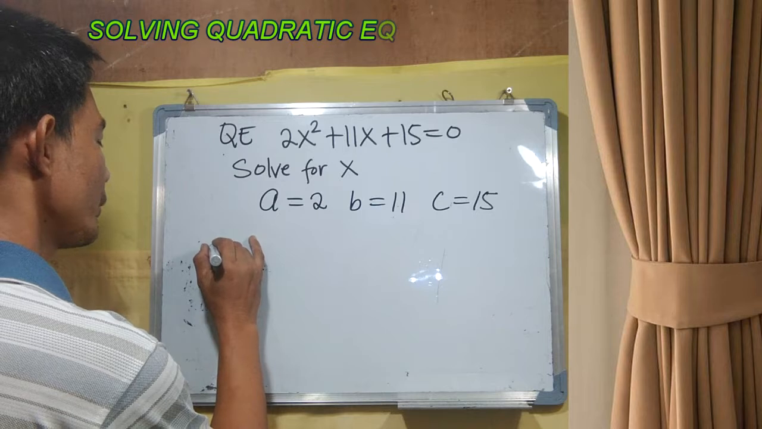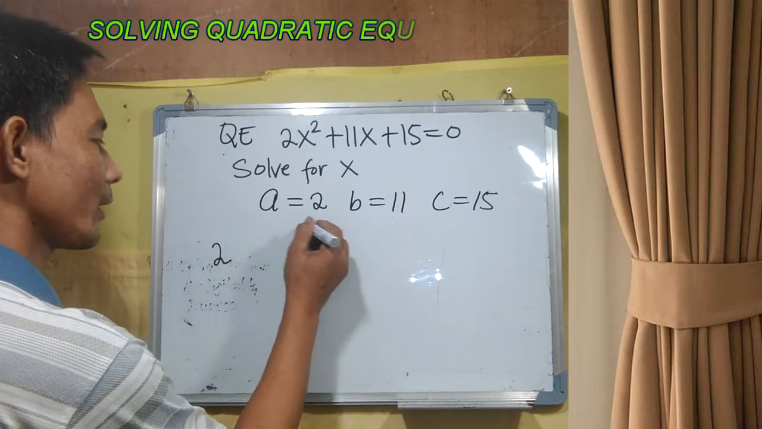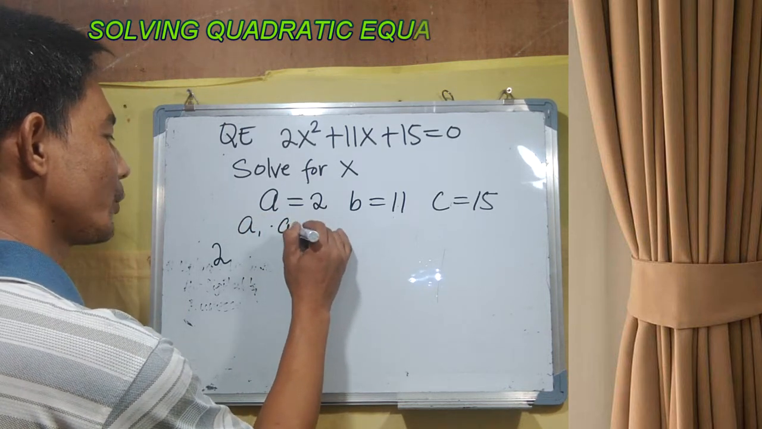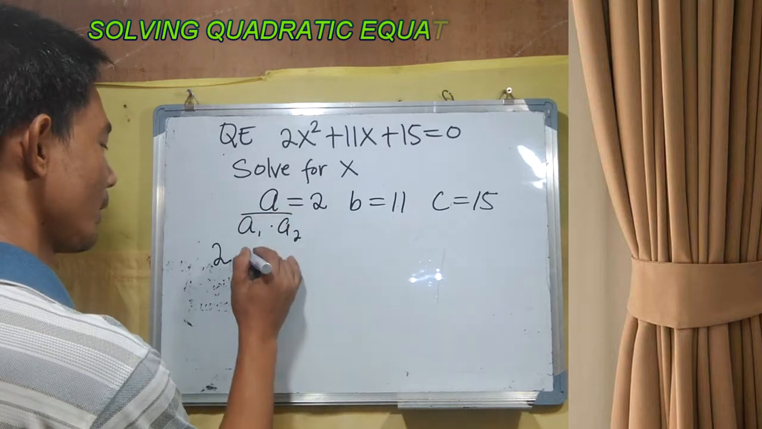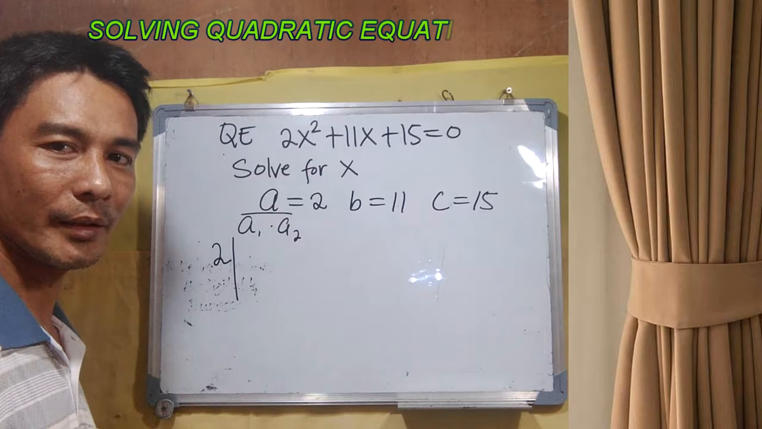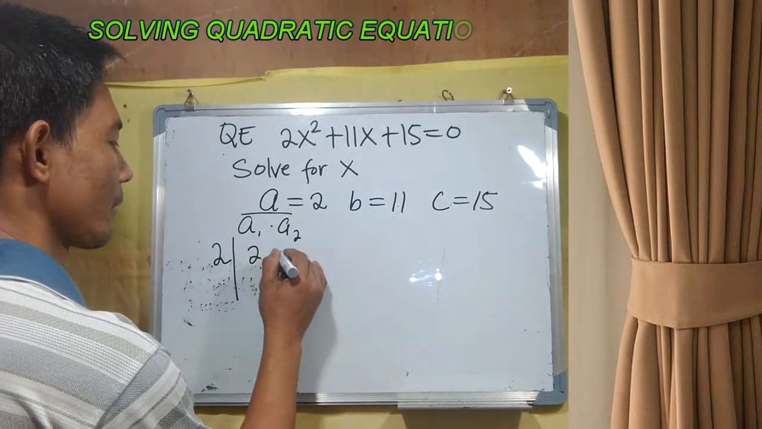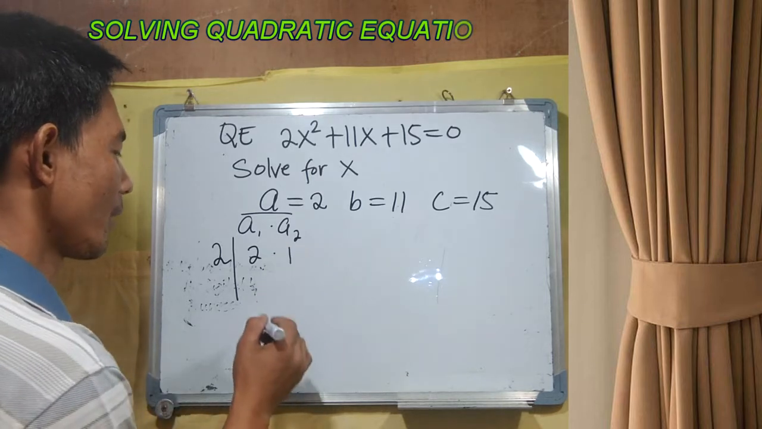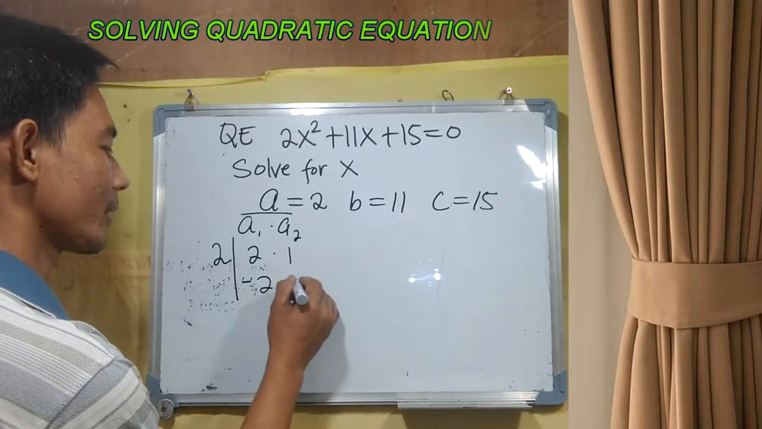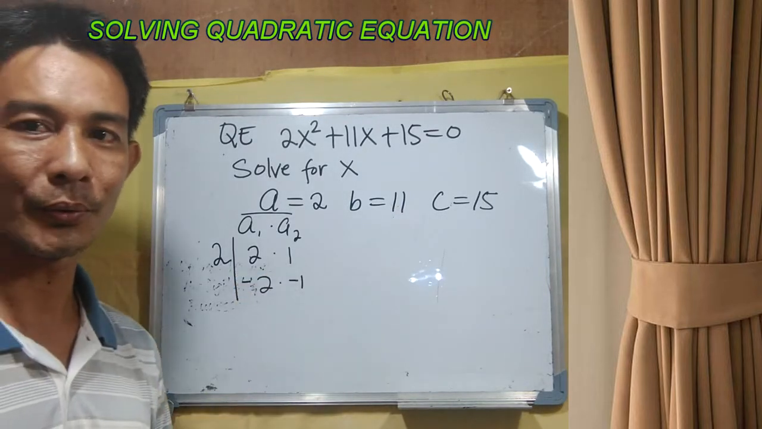So you have here 2, and then since a is a sub 1 times a sub 2, that is our a. So the factors of 2 are 2 and 1: 2 times 1. It can also be negative 2 times negative 1. So these are the factors of 2.